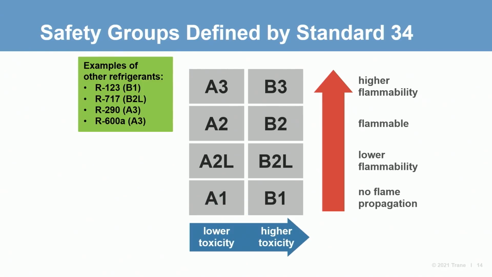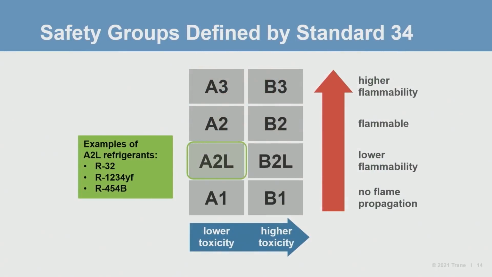Other examples of commonly used refrigerants with alternate safety classifications are R123, which is a B1 refrigerant, and R717, which is ammonia, which is a B2L refrigerant. Hydrocarbons like R290, which is propane, and R600A, which is isobutane, are classified as A3s. These examples demonstrate that refrigerants other than A1s can be used safely. Many of the new lower GWP refrigerants under consideration are classified A2L, which have a lower toxicity profile with a lower flammability profile.